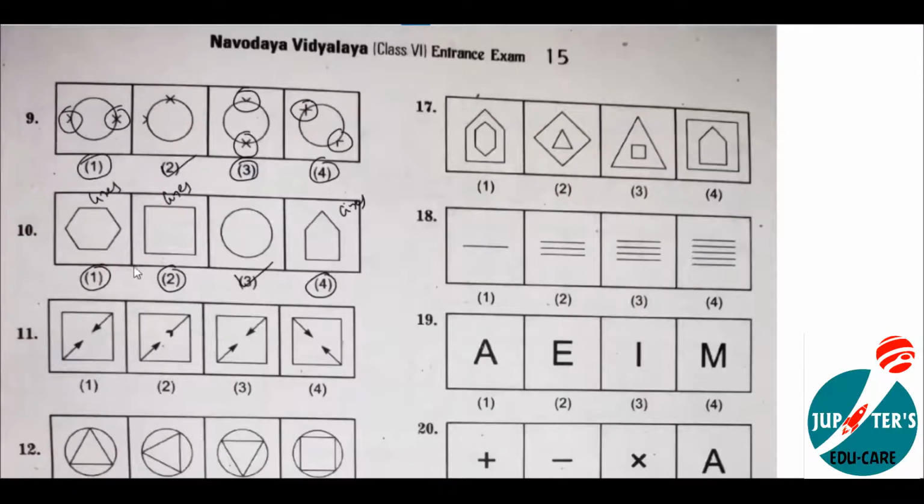Next, question number 11. In this question, option 1, observe carefully. We have two arrows that are opposite to each other. Next, in option 3, two arrows opposite to each other. In option 4, two arrows opposite to each other. But in case of option 2, one is an arrow, one is another shape. Means option 1, option 3, option 4 are similar. But coming to option 2, it is different from these three options. So option 2 is our answer.